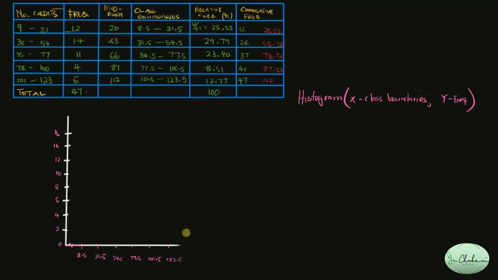Okay, so the first bar of our histogram should be at 12. So from 8.5 to 31.5, we have a frequency of 12. So that is our first bar. And then the second bar is 14, right? So 31.5 to 54.5, we have 14.